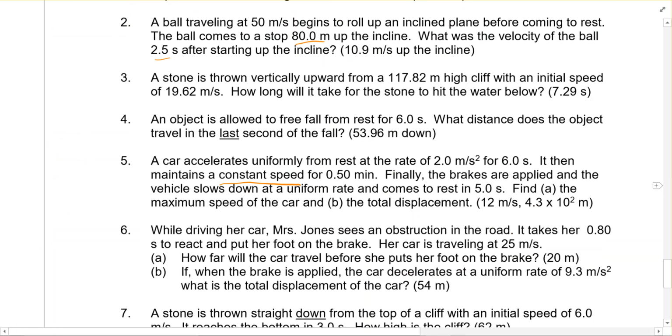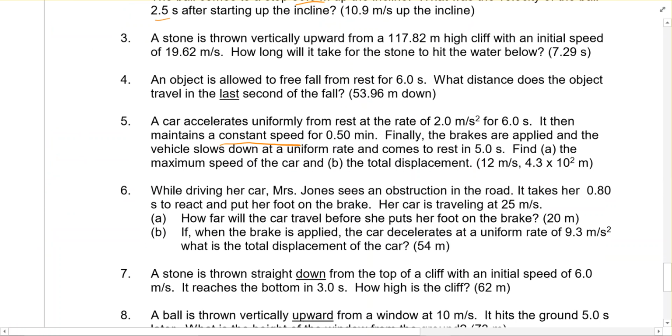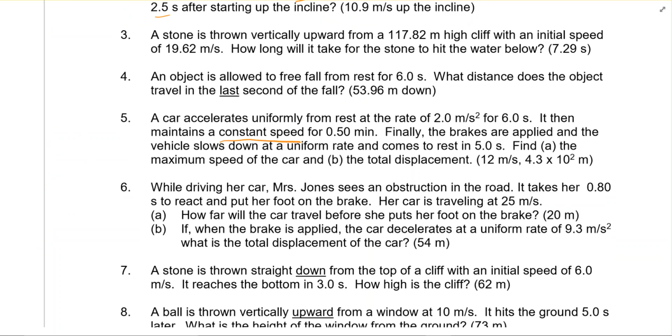It's number 9. I keep doing this. Lesson 9 is what I keep seeing. Number 5. This is a car. Oh, no. Sorry, number 6. While driving her car, Mrs. Jones sees an obstruction in the road.